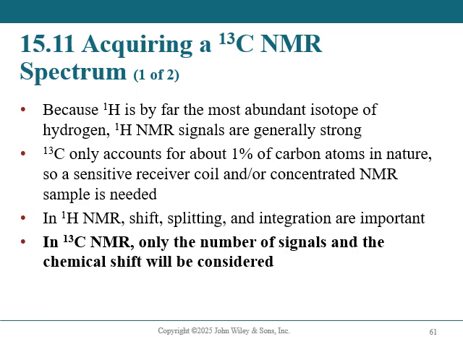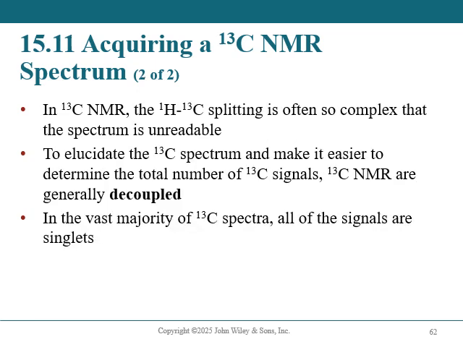In proton NMR, shift, splitting, and integration are important. In carbon NMR, because you have so few of these carbon atoms, just approximately 1%, only the number of signals and the chemical shift will be considered. That's the only thing you really can consider. In carbon NMR, the proton-carbon splitting is often so complex that the spectrum is unreadable.